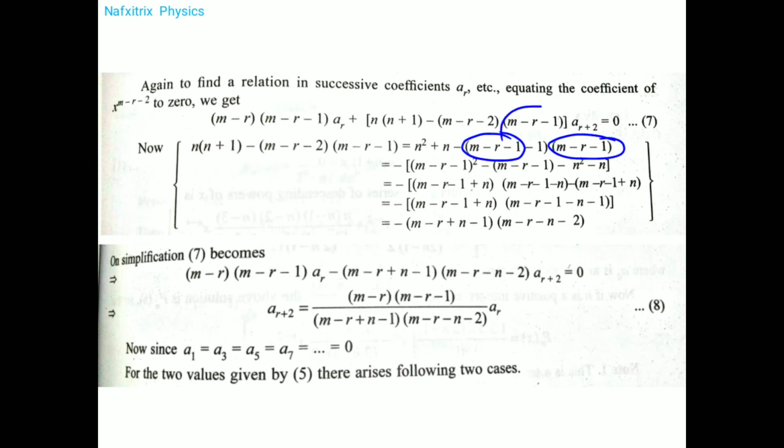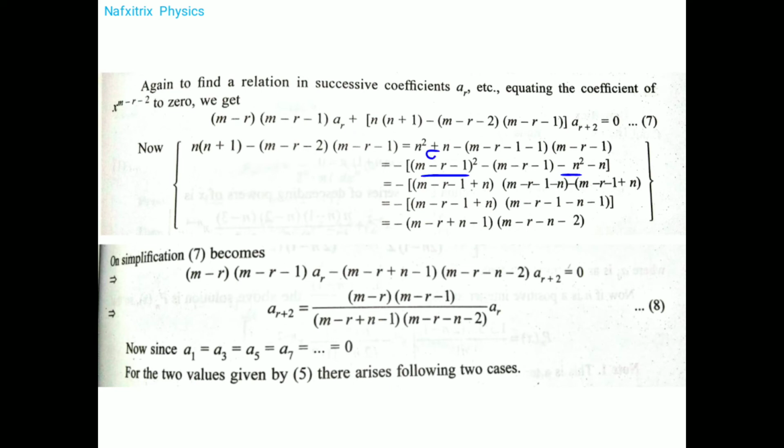So if they both get multiplied, it is just like a minus 1 into a, so a square minus a, like that. So a square minus a minus m minus r minus 1. It's just a simplification. And here again, what they are doing is, here minus n square is there, here m minus r minus 1 whole square is there.